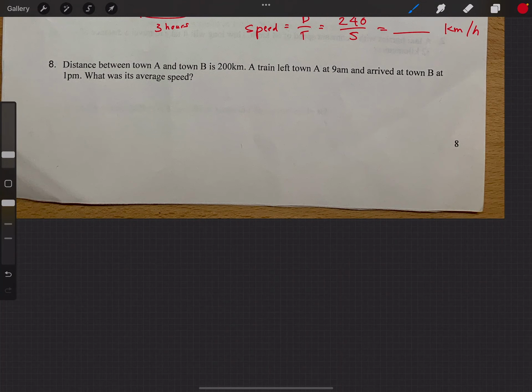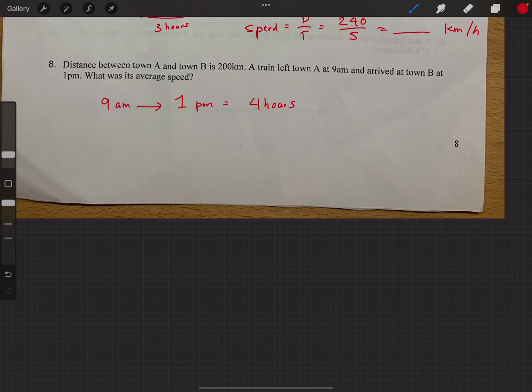Question 8. The distance between town A and town B is 200 kilometers. A train left town A at 9 a.m. and arrived at town B at 1 p.m. What's the average speed? Okay. From 9 a.m. to 1 p.m. is how many hours? We got 4 hours.